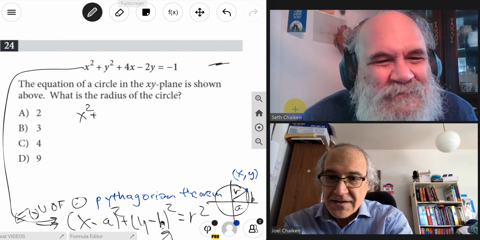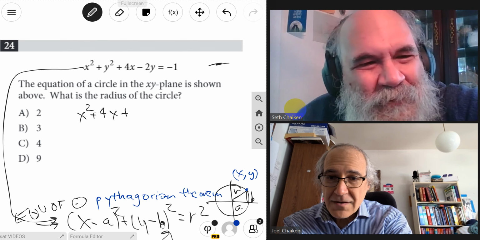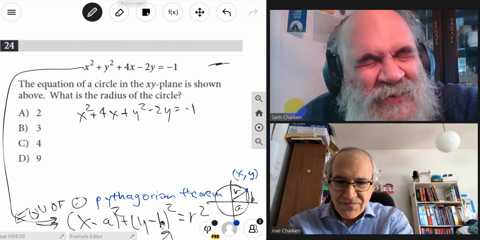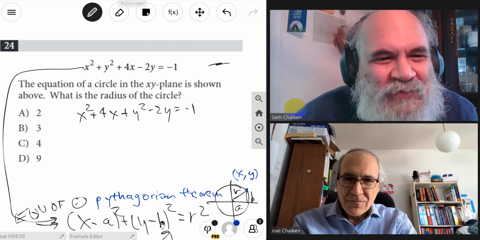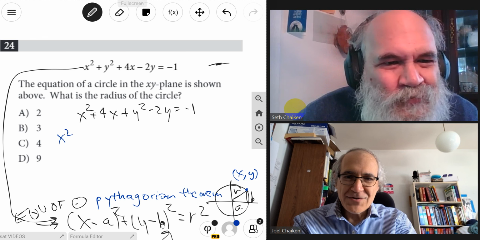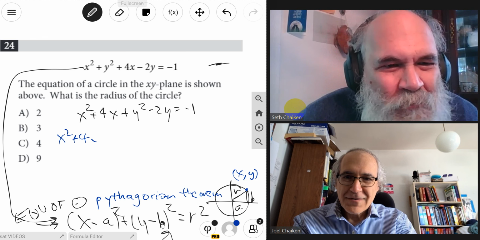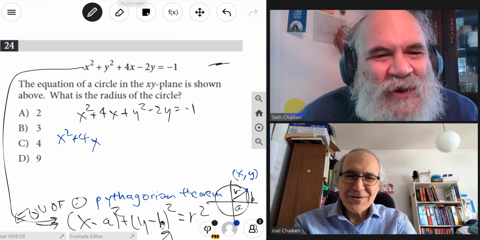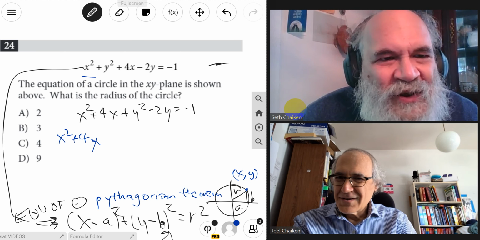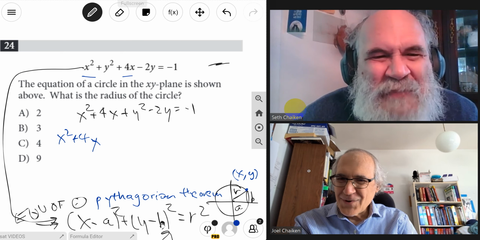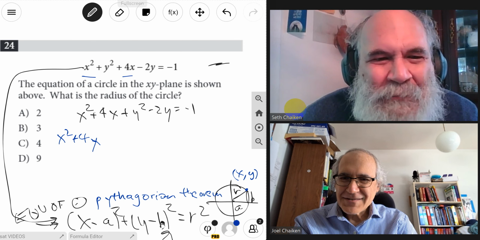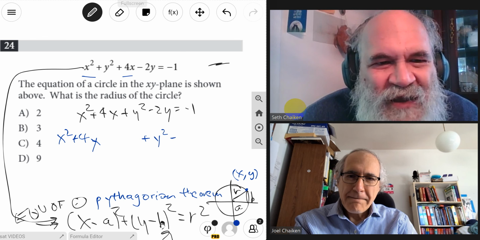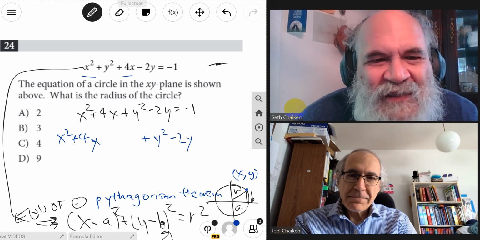Okay, so let's write it like this. y squared minus 2y is equal to negative 1. We have to get it in the form. No, I wouldn't do that. I'd write it this way. How would you do it? x squared plus 4y. Pick off the x squared and the 4y, and then leave a big gap. Okay. And write y squared minus 2y, and leave a big gap.